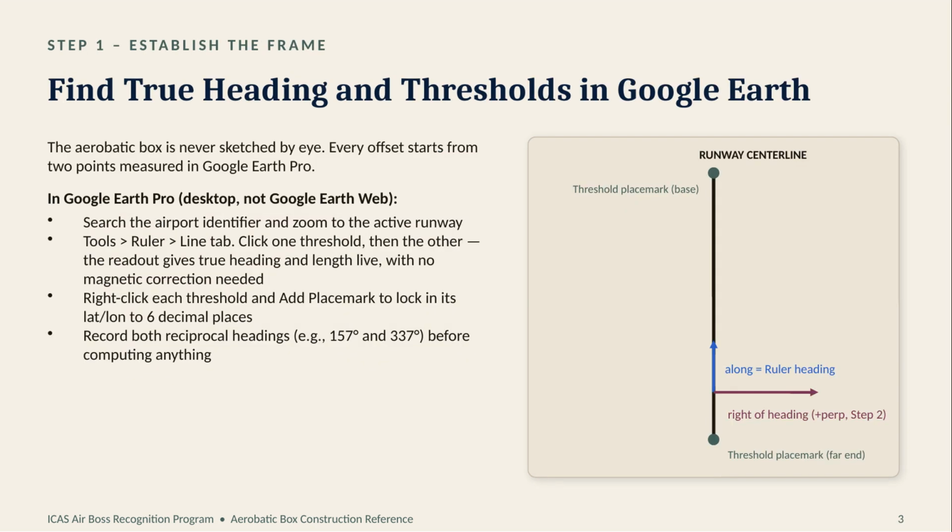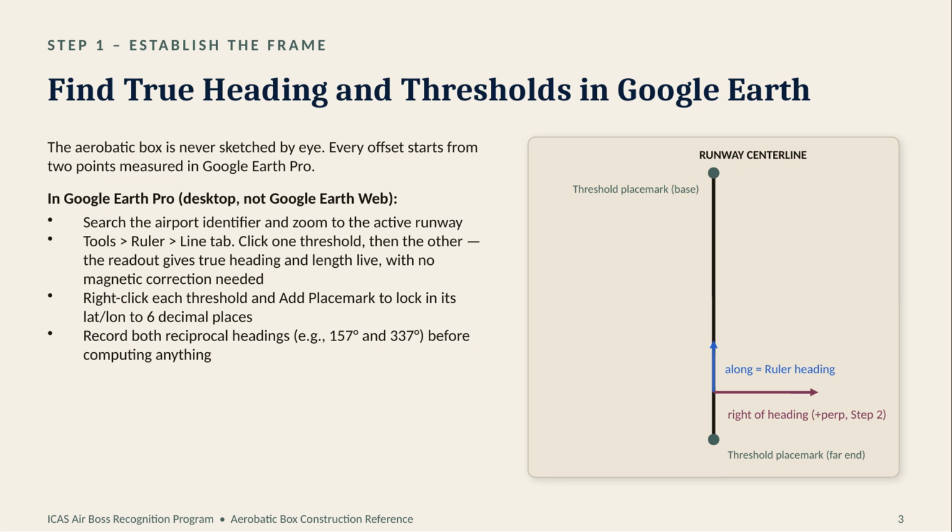Step 1 is establishing the frame, and this is the foundation everything else in the module depends on. The aerobatic box is never sketched by eye. Every single offset you calculate later starts from 2 points you measure directly in Google Earth Pro, the desktop application, not the web version, which lacks the precision tools you need. Start by searching the airport identifier and zooming to the active runway. Open Tools, then Ruler, then the Line tab.